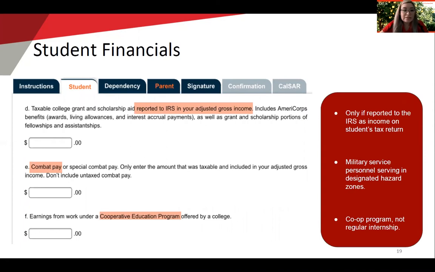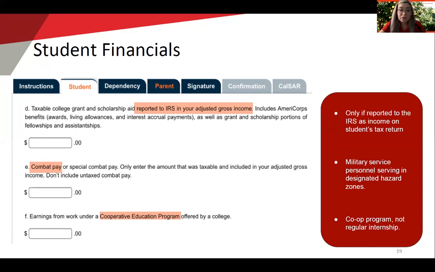Under this section, it's going to ask you about taxable college grants and scholarships you may have received during the 2019 year and that were reported to the IRS in your adjusted gross income. So this is only asking about grants or scholarships that were reported as income on your tax returns. This doesn't include your federal Pell Grant, your Cal Grant, or possibly State University grant. This is specifically referring to taxable grants and scholarships.